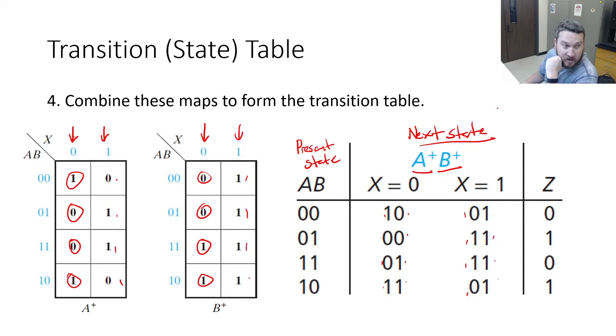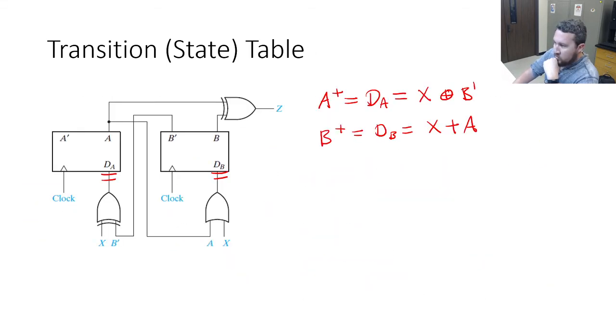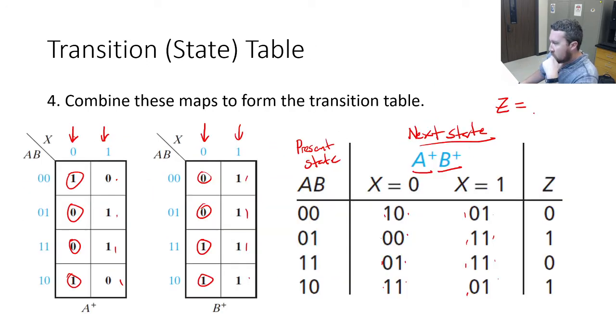And then finally, remember that z was equal to what? A, x, or b. Right? So that's going to look here. So 0, 0 XOR 0 is 0, 0 XOR 1 is 1, 1 XOR 1 is 0, and 1 XOR 0 is 1. So that's what we have there in the output column. All right. Any questions about how we do that? You just take the columns of the K-map directly as they are and list them out.